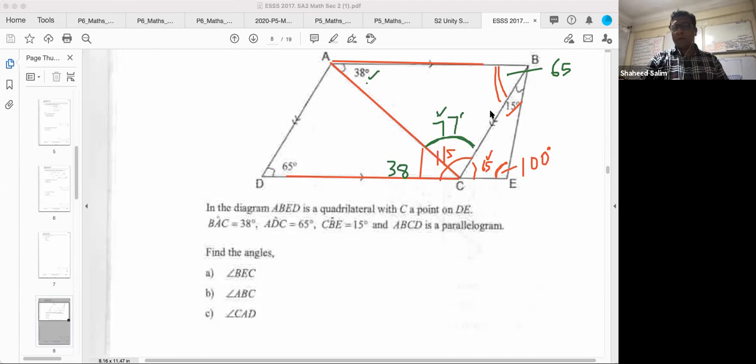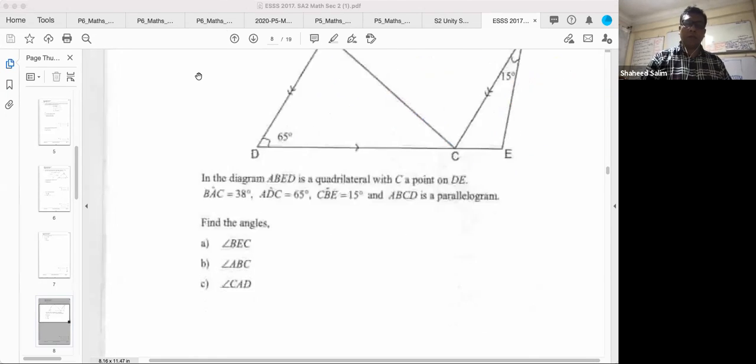The last one, CAD. Again, now you have another Z. The Z is here. Sorry, the Z is not the Z now. The Z is here. So this one is equal to this one. You already found this one, which is 77. So down here is 77. Okay, I hope this is okay. Angles is something that can score. Can score.